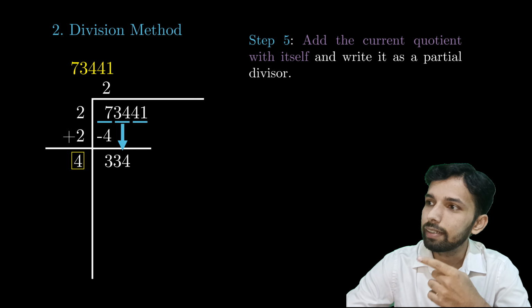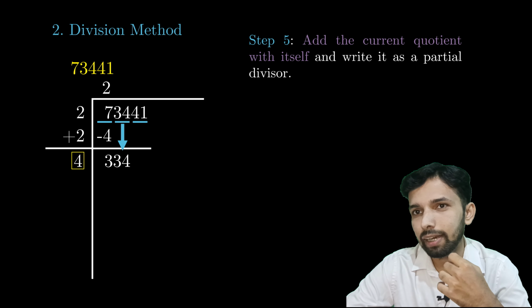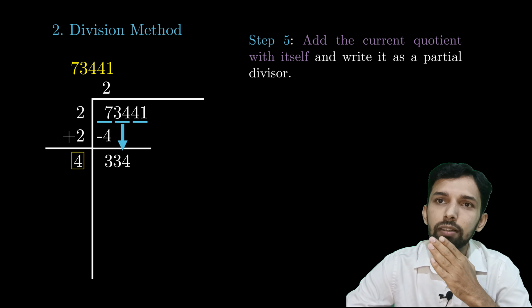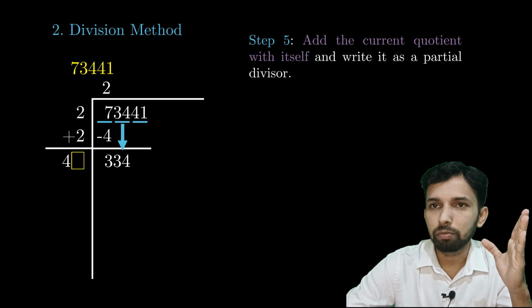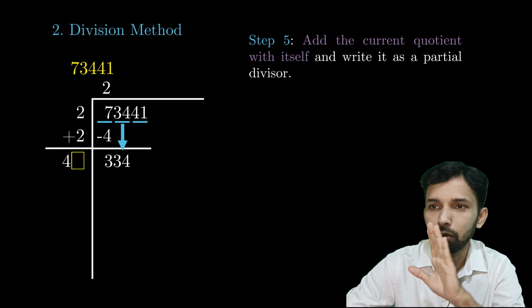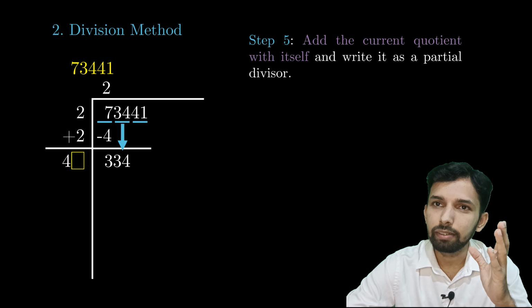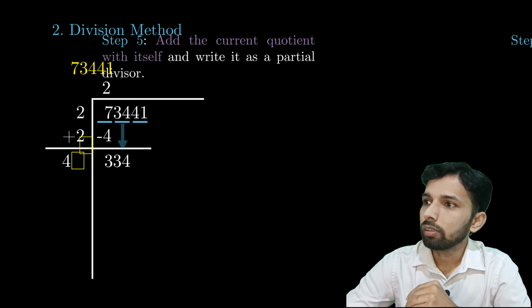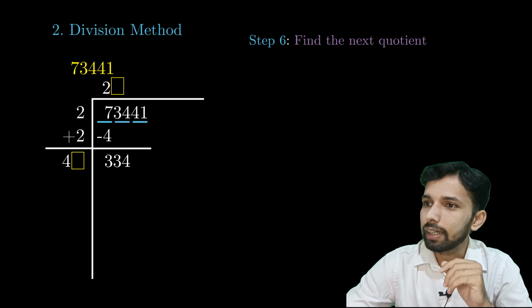Notice one thing here. Write it as a partial divisor. What do I mean by that? I mean to say that we are not going to leave this 4 where it is. We are going to shift it 1 place value. Means we'll move it forward, or in mathematical language, we'll append it, right? We'll append a blank space there. Technically, we will append 0, but we are not going into the details right now.